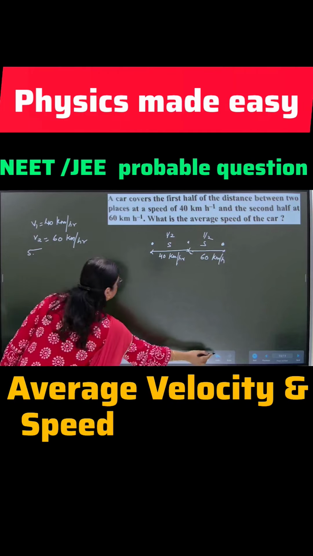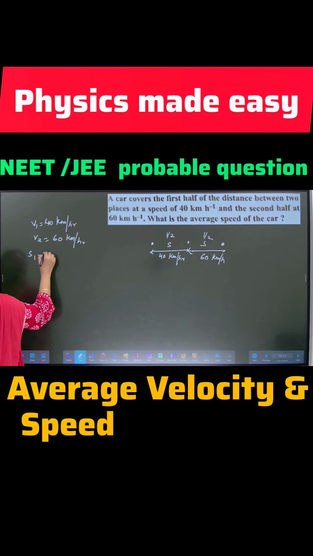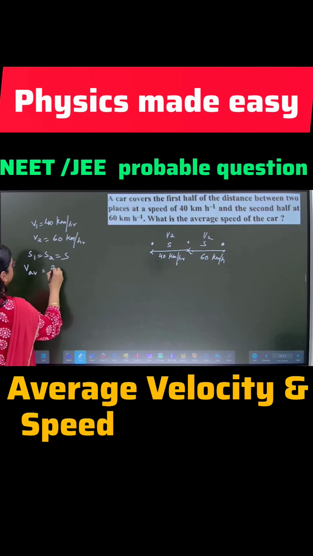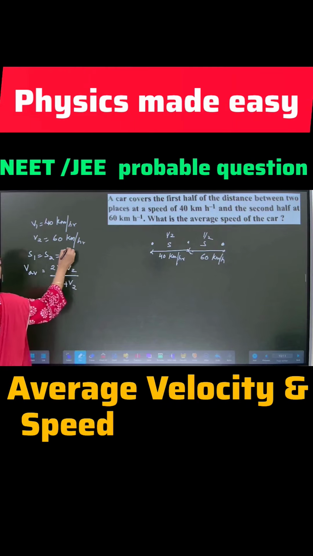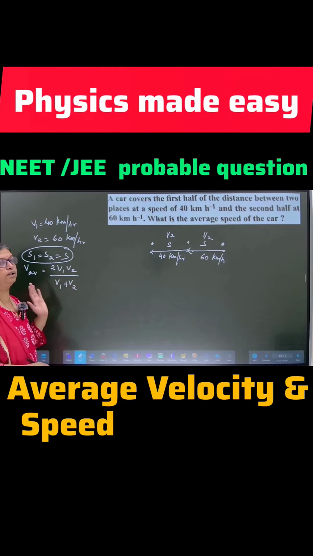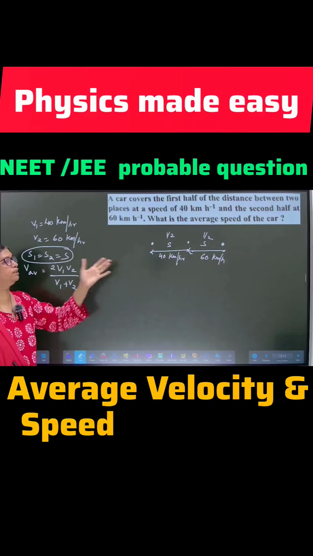S1 is equal to S2 is equal to S. First half, second half is same. So V average, which is asked, average speed, is equal to 2 V1 V2 upon V1 plus V2, provided the distance for both the occasions are same. Speeds are different, V1 and V2. So directly you can use this formula for finding out the average speed, because V1 and V2 are given to you and both the distances are same.